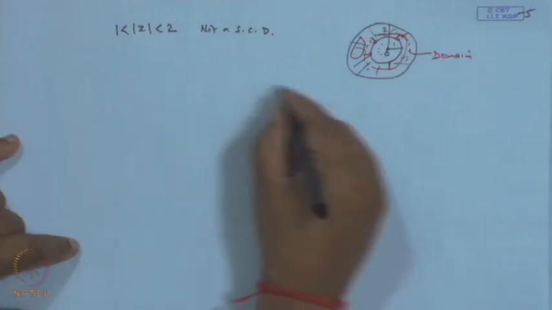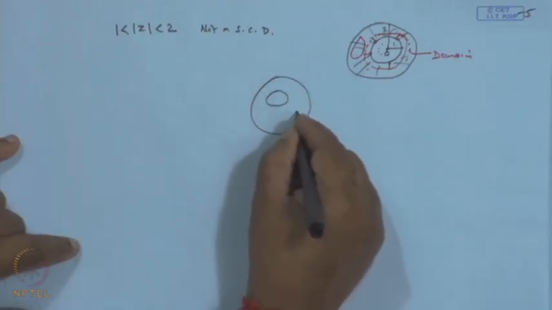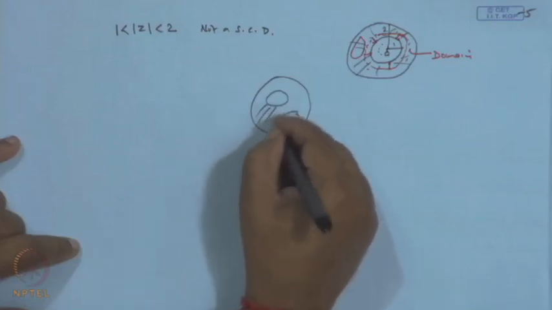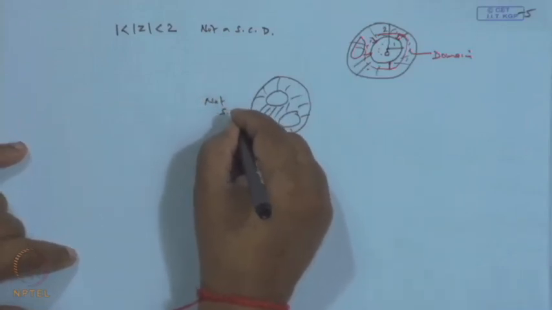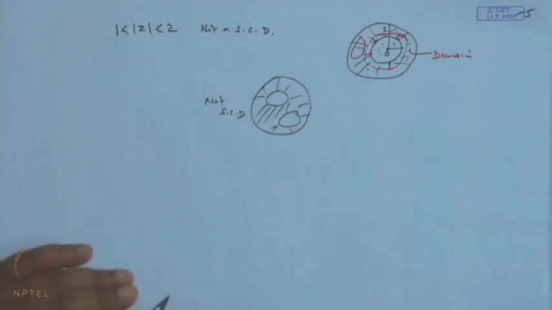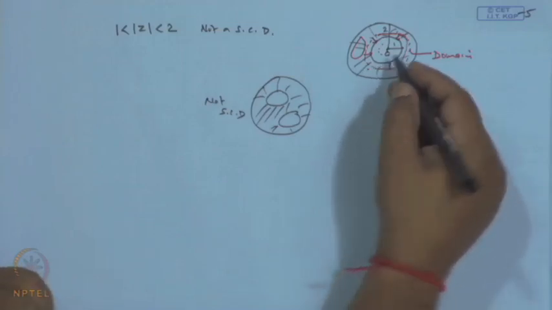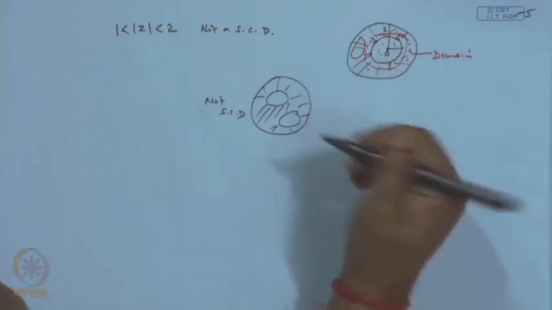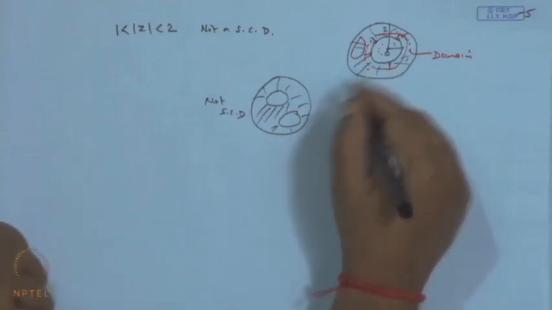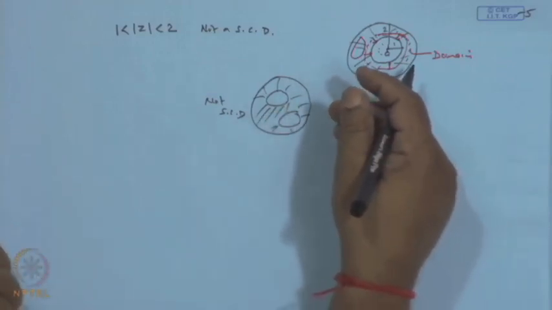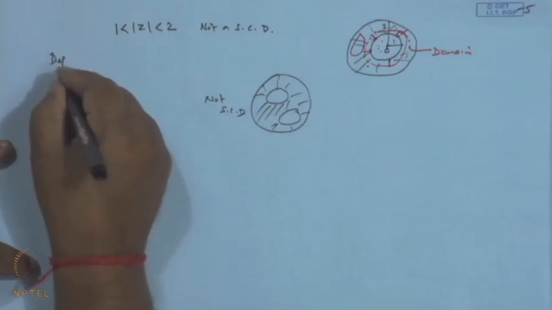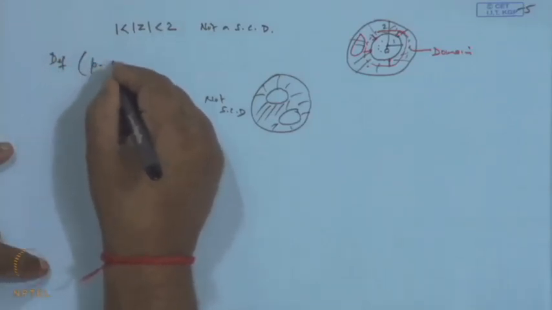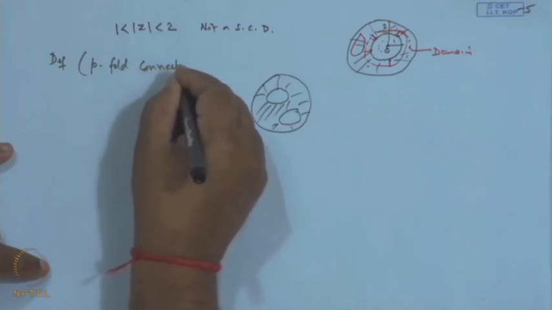Similarly, a domain of this type, if I leave these two holes and take only this portion, is also not a simply connected domain. Such domains which are not simply connected are said to be multiply connected domains. A domain which has two boundaries is defined as doubly connected, one with three boundaries as triply connected, and so on. In general, we define a p-fold connected domain.